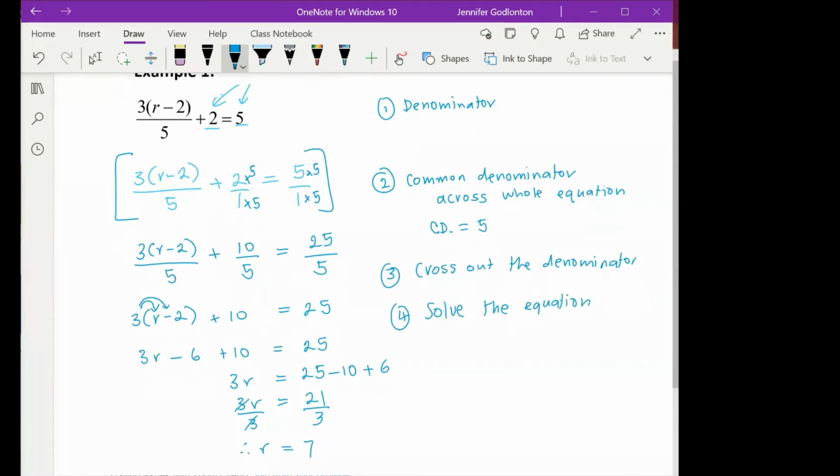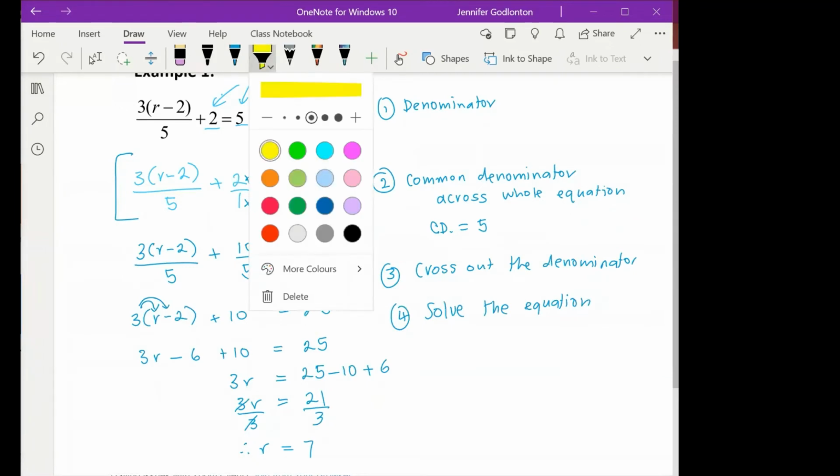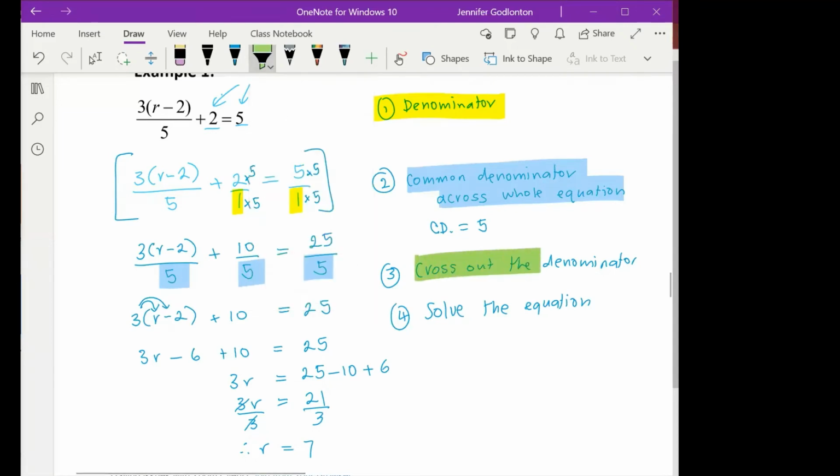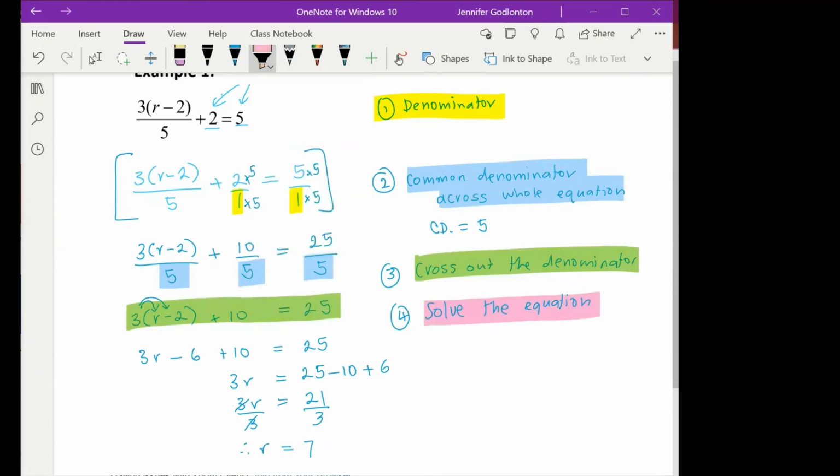Okay, so let's just go through these steps one by one, and then I'm going to let you try the next one. The first thing is that anything that didn't have a denominator, we put it over 1 so that we don't forget about it. The second thing we did was we got a common denominator across the whole fraction. So in this case, our common denominator was 5. Next step, we crossed out the common denominator. So we only kept our numerators. And then the last step here was we just solved the equation. We did a normal linear equation until we got our answer.